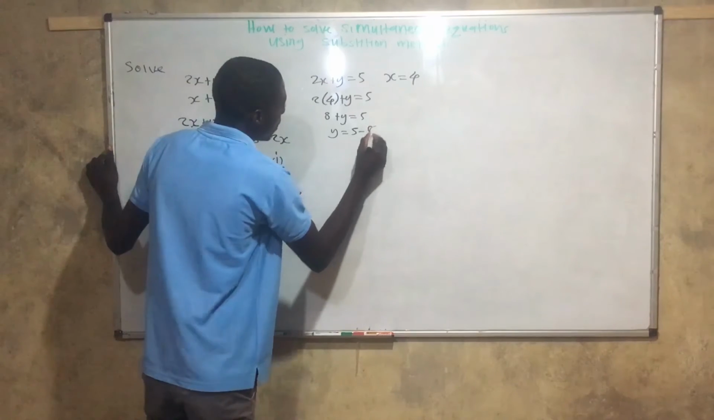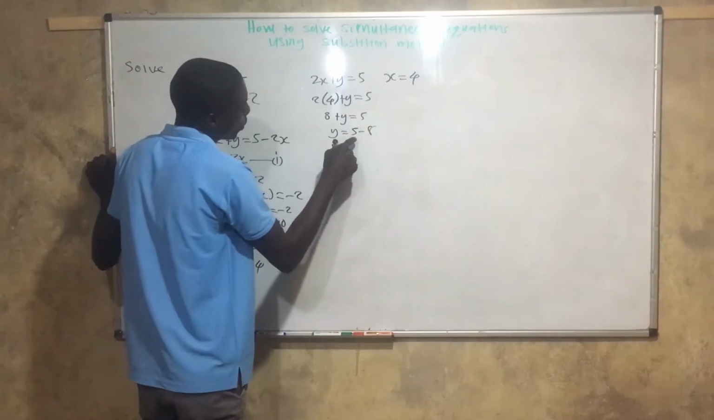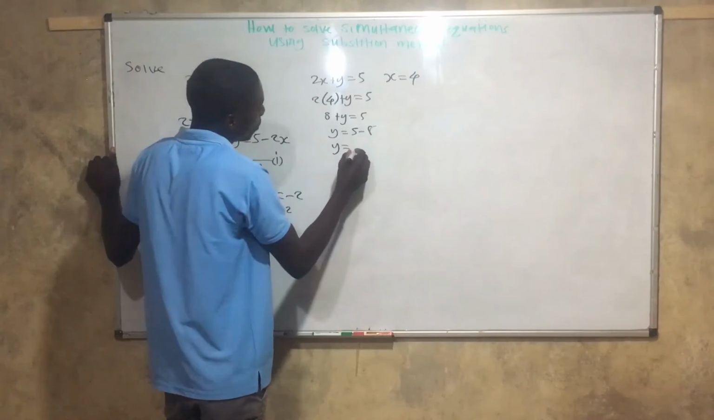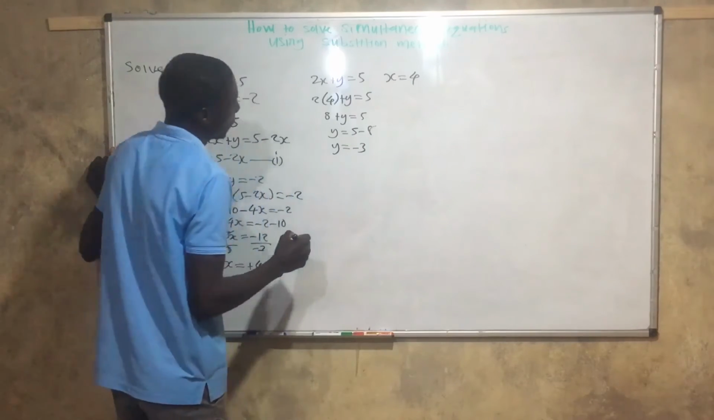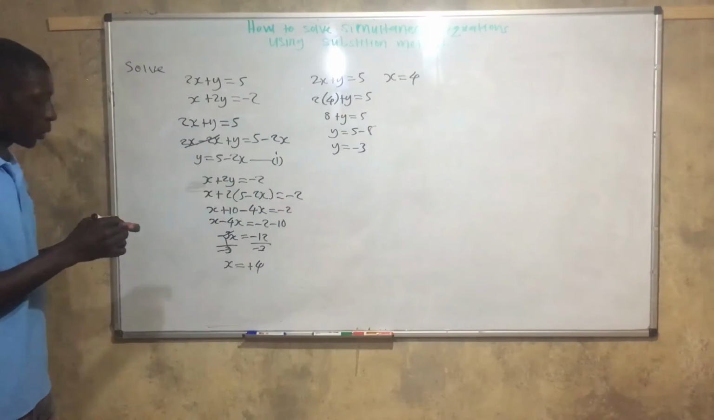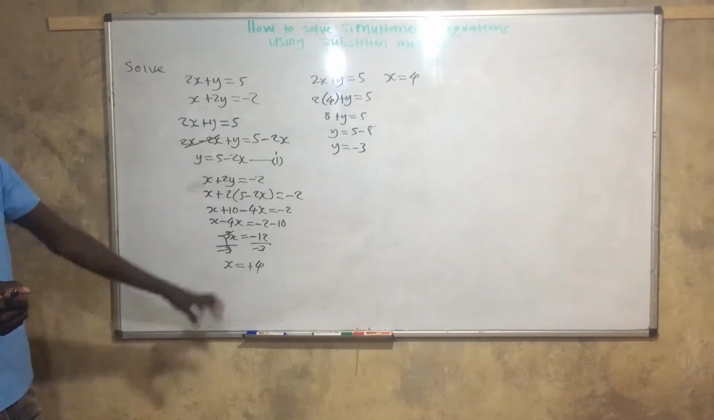Y is equal to 5 minus 8, which is negative 3. So it means we have solved for y and x.